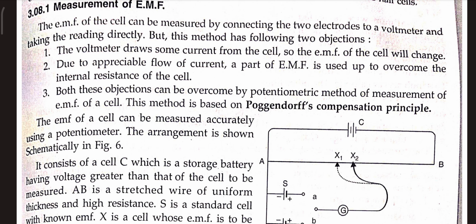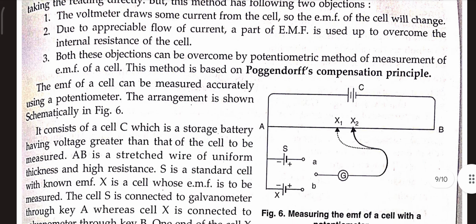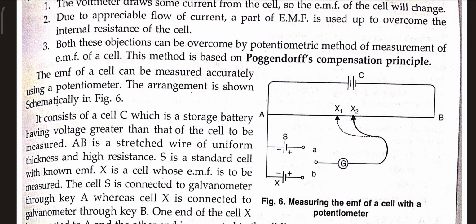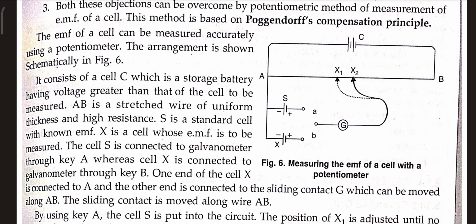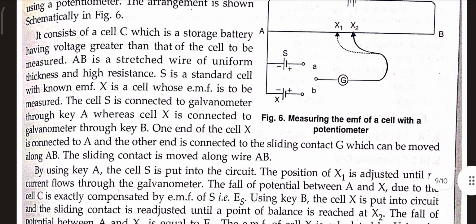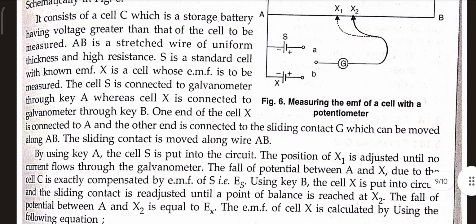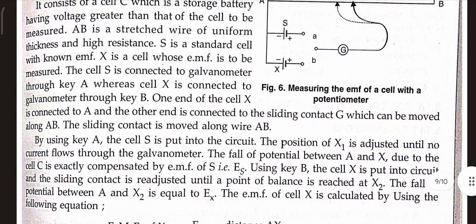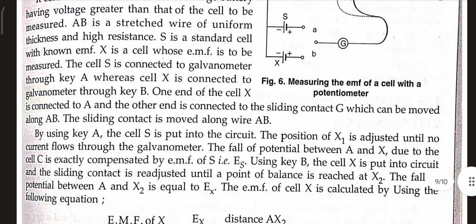This method is based on the Poggendorff compensation principle. The EMF of a cell can be measured accurately using a potentiometer. The arrangement is shown in figure 6. It consists of a cell C, which is a storage battery having a voltage greater than that of the cell to be measured. AB is a stretched wire of uniform thickness and high resistance. S is the standard cell with known EMF. X is the cell whose EMF is to be measured.